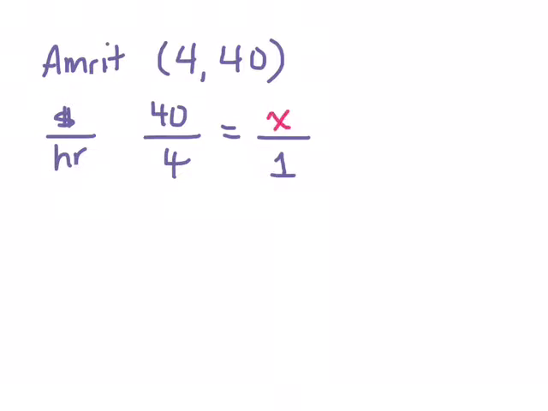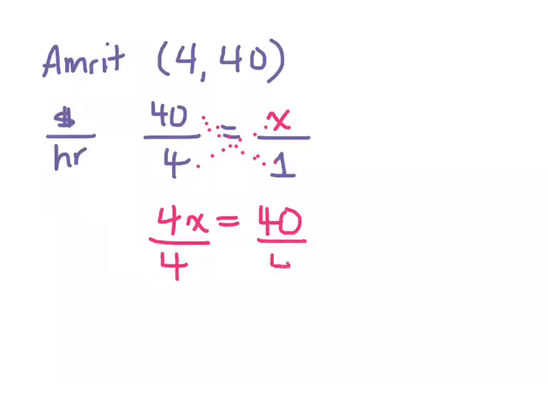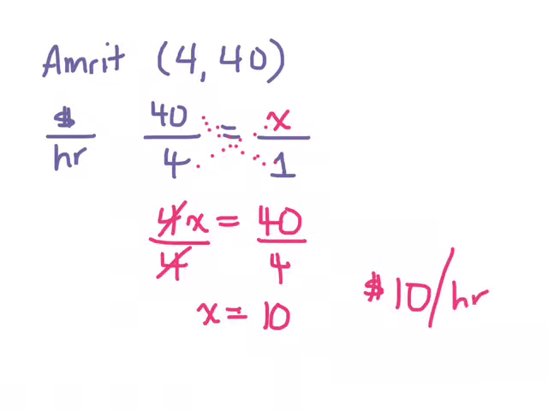Now let's solve this one differently. Let's do cross multiplication. What's 4 times x? Just 4x. Good. And what's 40 times 1? 40. Good. Now I need to solve for x. I need to isolate it, so what do I need to do? Divide by 4. And what do I need to do to the right side of the equation? Good. This reduces to 1, so x is equal to 10. So Emreet makes $10 per hour.